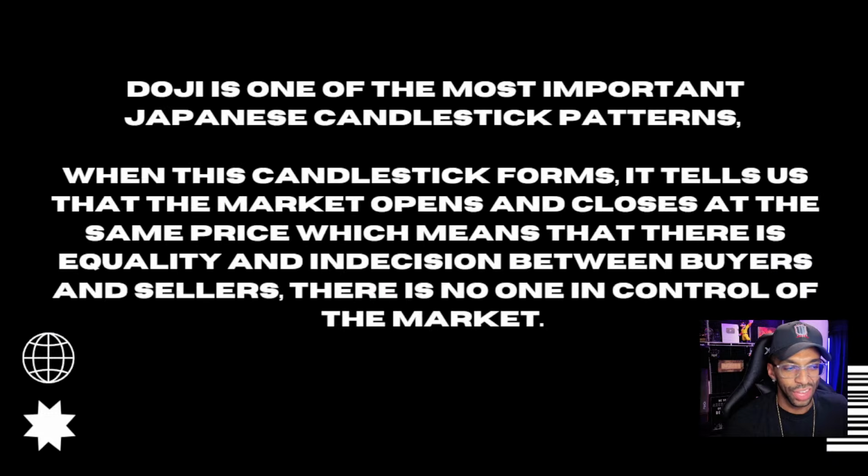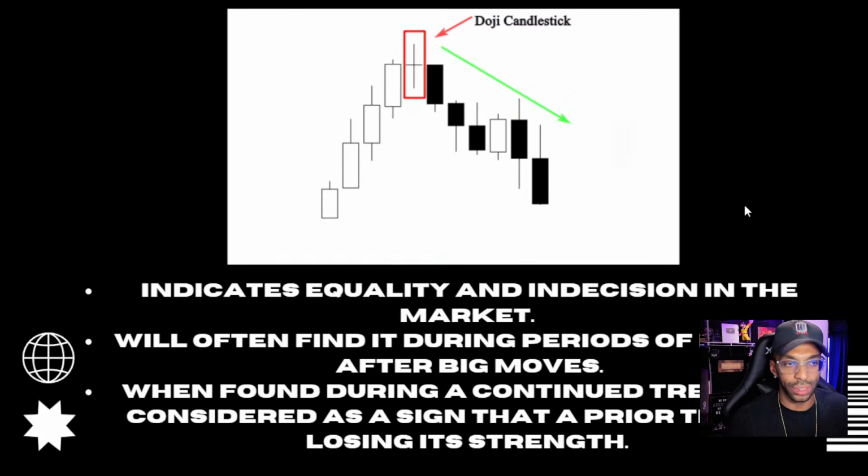Okay, so when we're looking at this, dojis are one of the most important Japanese candlestick patterns. When the candlestick forms, it tells us that the market's open and close are at the same price, which means there is equality and indecision between buyers and sellers. So this is exactly what we were just talking about. There is no one in control of the market as of that point. So again, when you're looking at the doji, it indicates equality. It indicates indecision.